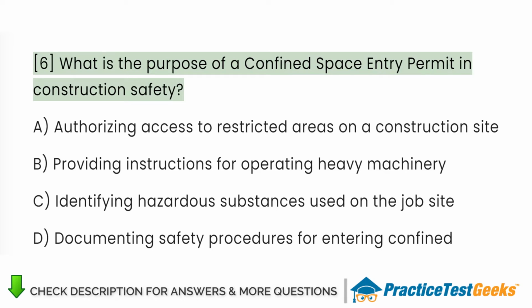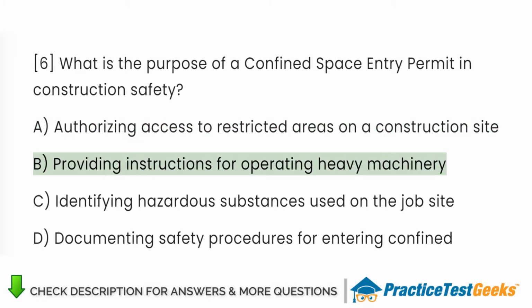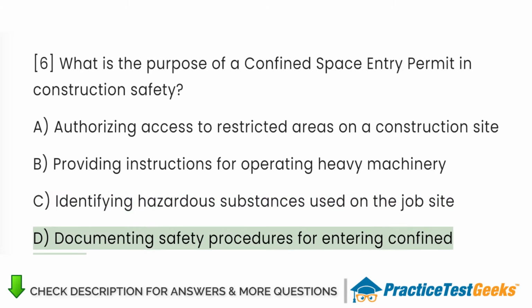What is the purpose of a confined space entry permit in construction safety? A. Authorizing access to restricted areas on a construction site. B. Providing instructions for operating heavy machinery. C. Identifying hazardous substances used on the job site. D. Documenting safety procedures for entering confined spaces.